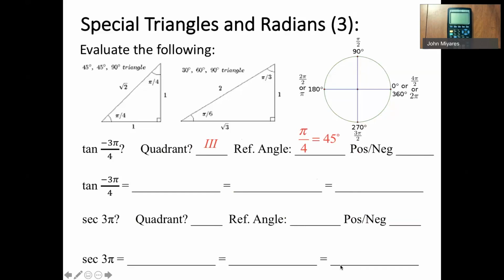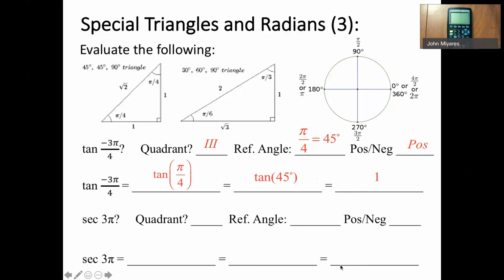Meanwhile, we know the tangent is going to be positive in quadrant 3, so we can rewrite this expression as the tangent of negative 3 pi over 4 being equal to the tangent of pi over 4, or the tangent of 45 degrees, which according to our reference triangle, opposite over adjacent in the isosceles right triangle, will just be 1.